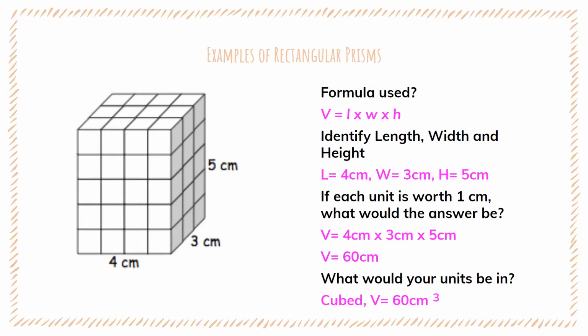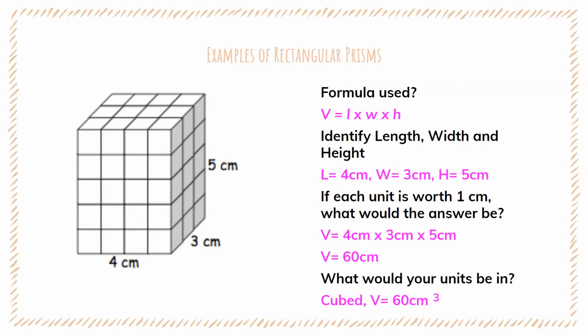So when I plug in length in my volume formula to find the answer, I get 4 centimeters, and then my width, when I plug that in, that gives me 3 centimeters, and then my height gives me 5 centimeters. So when I multiply those all together, that gives me the answer of 60 centimeters.